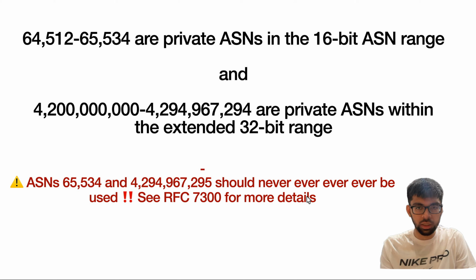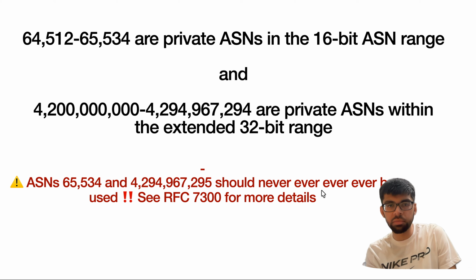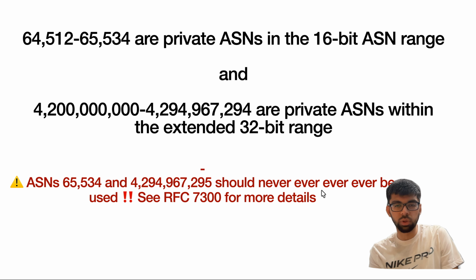Now, this is something important to know. ASNs 65,534 and 4,294,967,295 should never ever be used. These are the last ones in those private ranges.